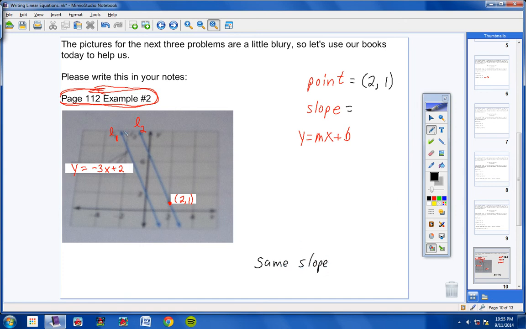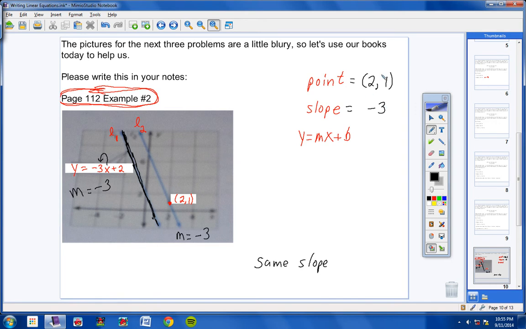So students, if I know the slope of this line here, then that has to be the same as this line over here. And you do know the slope of this line. Look, y is all by itself. And if y is all by itself, then the coefficient of x is your slope, -3. So the slope of line 1 is -3. So if the slope of line 1 is -3, then the slope of line 2 also has to be -3 because the two lines are parallel. So now you know the slope.